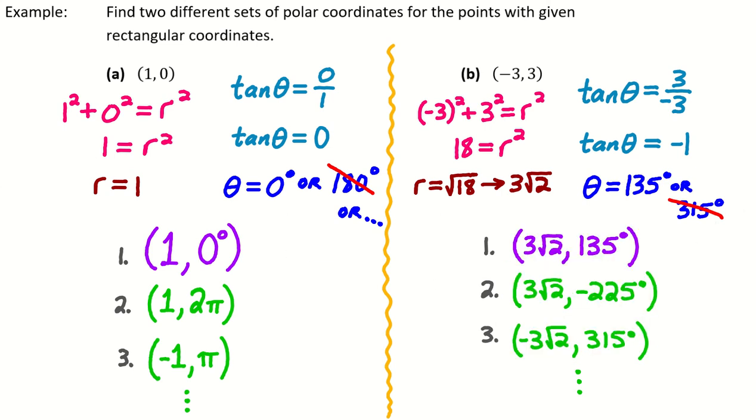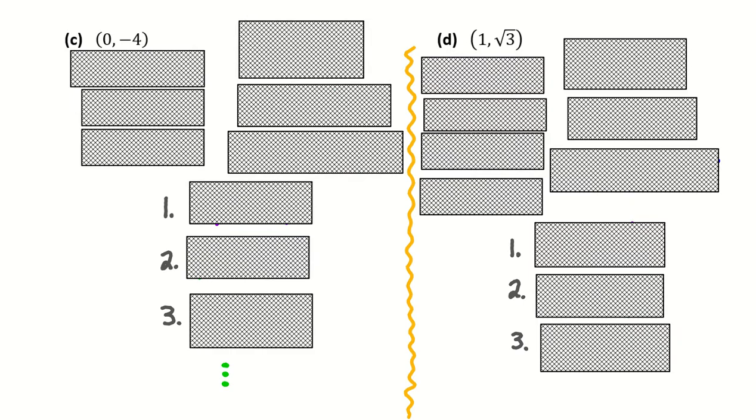And then here's at least 3 different ways to say the same point using polar coordinates. This one's using a negative radius. This one's using something coterminal. You can use radians too. So that's what it means by two different sets, but it's basically saying the same thing.